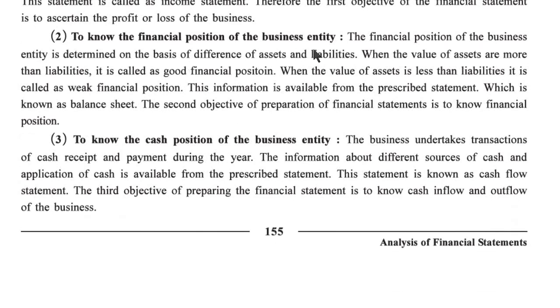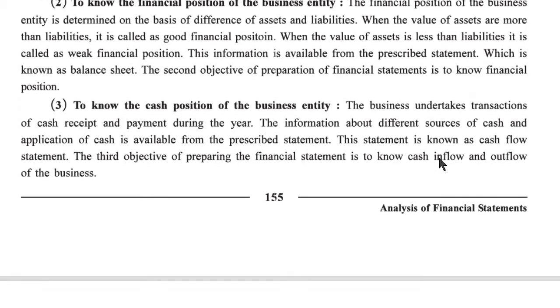Second, to know the financial position of the business entity. The financial position of the business entity is determined on the basis of the difference of assets and liabilities. When the value of assets is more than liabilities, it is called a good financial position. When the value of assets is less than liabilities, it is called a weak financial position. This information is available from the prescribed statement, which is known as a balance sheet. The second objective of preparation of a financial statement is to know the financial position.